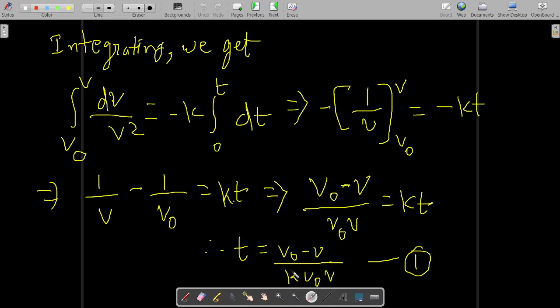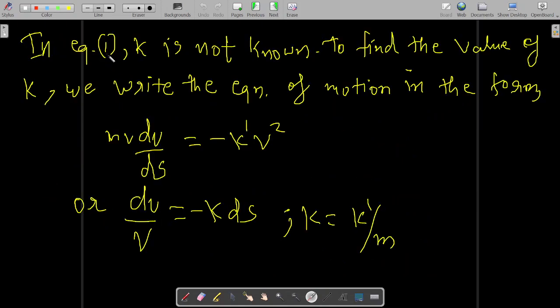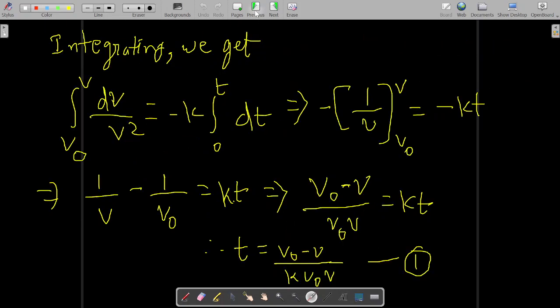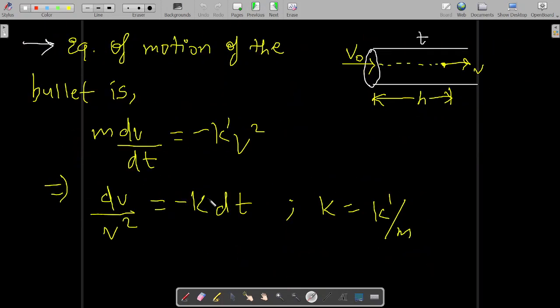t equals v0 minus v divided by k v0 v. This is your equation number 1. In equation 1, k is not known, because we have assumed the k. We had to find out this time t in terms of known variables only. So you have only 3 known variables over here. What are the 3 known variables? v0 is a known variable, v is a known variable, and h is a known variable.